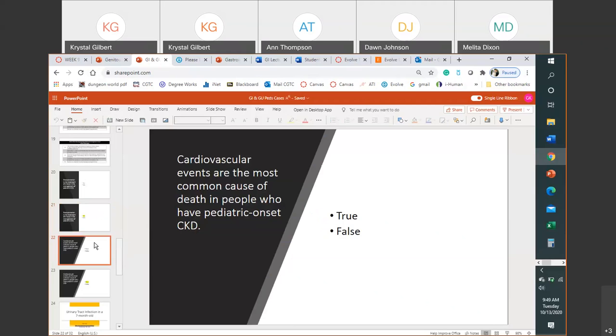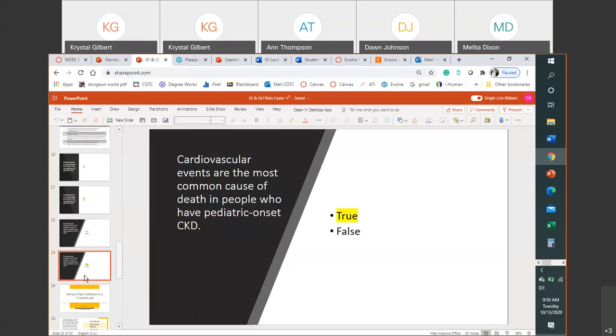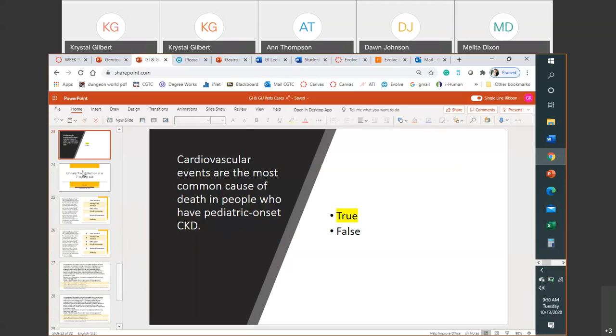especially young children. It's definitely going to deter their growth, their developmental milestones. They're going to be missing school a lot. It's not good. Cardiovascular events are the most common cause of death if you have pediatric onset CKD. True. So you're looking for those cardiovascular abnormalities, especially due to the electrolytes. So monitoring those during therapy.